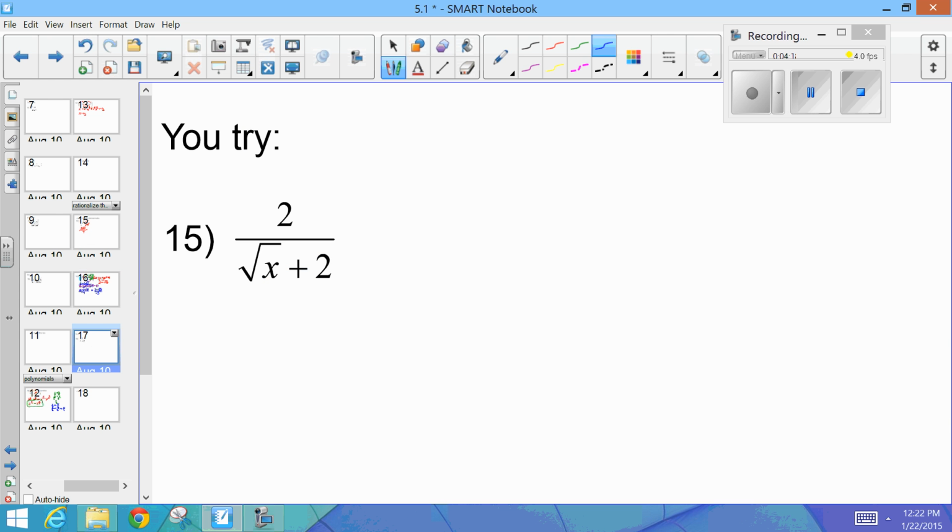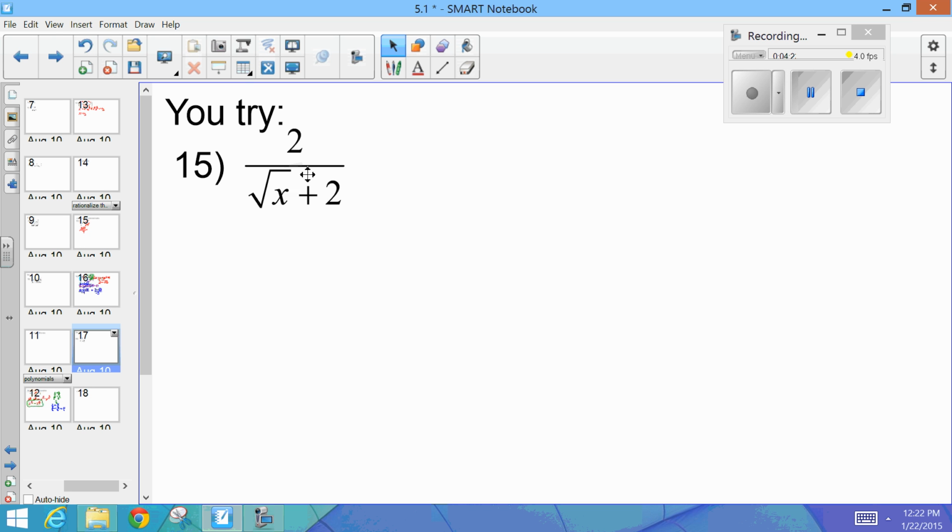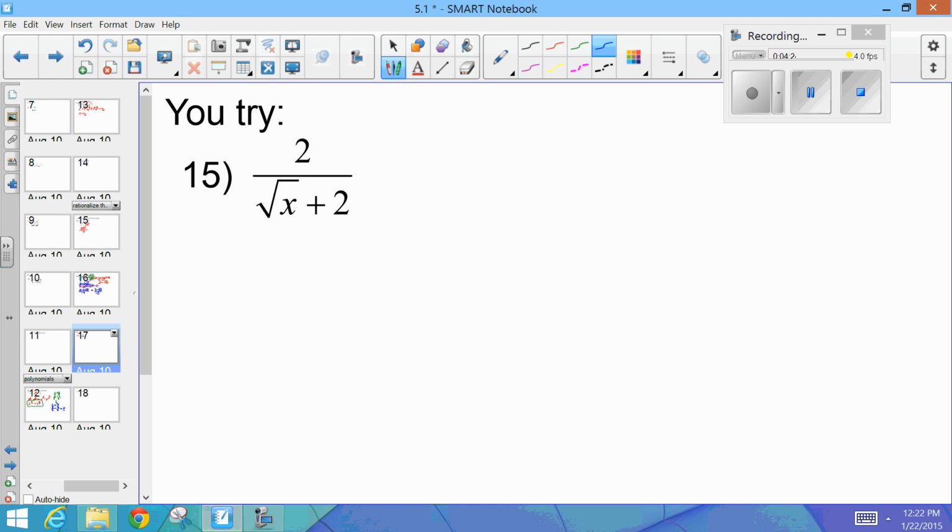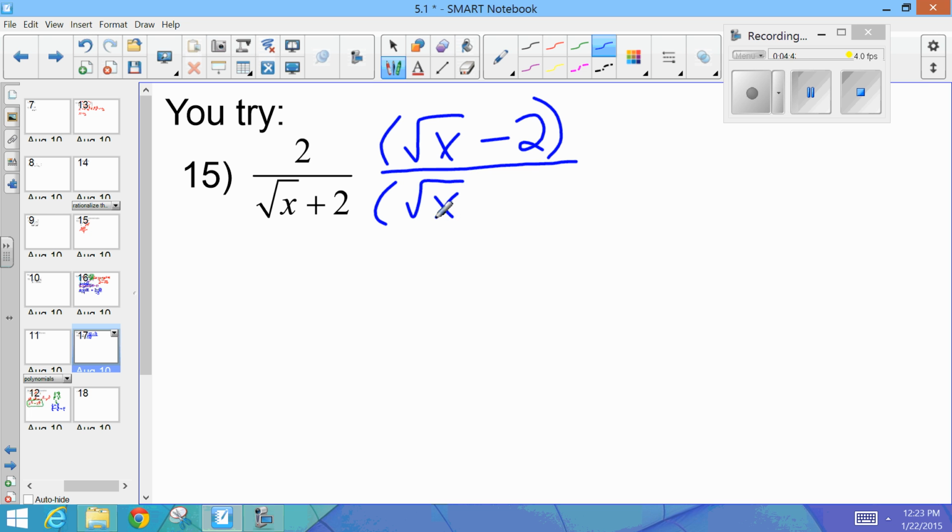If you'd like, you can try this one by yourself. I'll wait a few seconds and then I will do this problem. My conjugate here is square root of x minus 2. Multiplying top and bottom by that same expression.